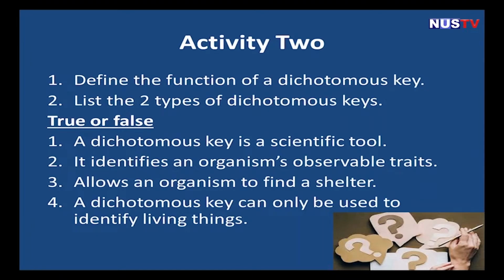So let's look at our questions for activity 2. Describe the function of a dichotomous key. Our second question, list the 2 types of dichotomous keys. True or false, a dichotomous key is a scientific tool. It identifies an organism's observable traits. It allows an organism to find a shelter. And our last question, a dichotomous key can only be used to identify living things. So I'll give you a couple of seconds before we discuss our answers.